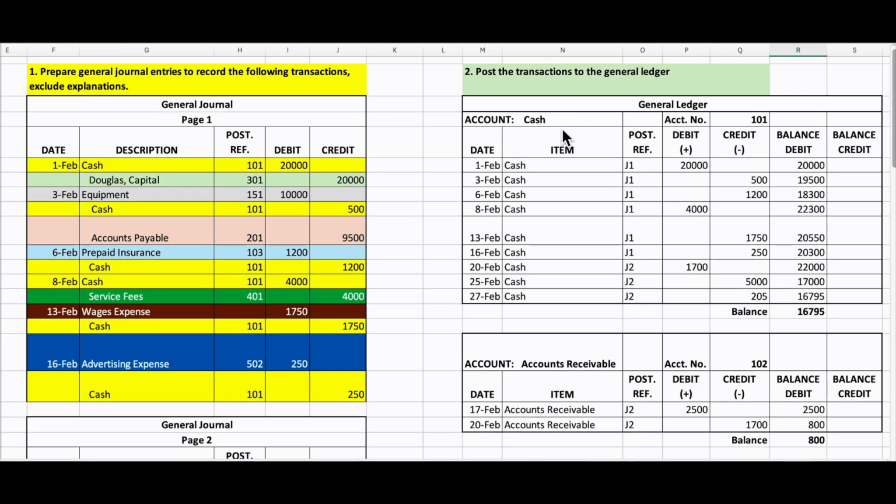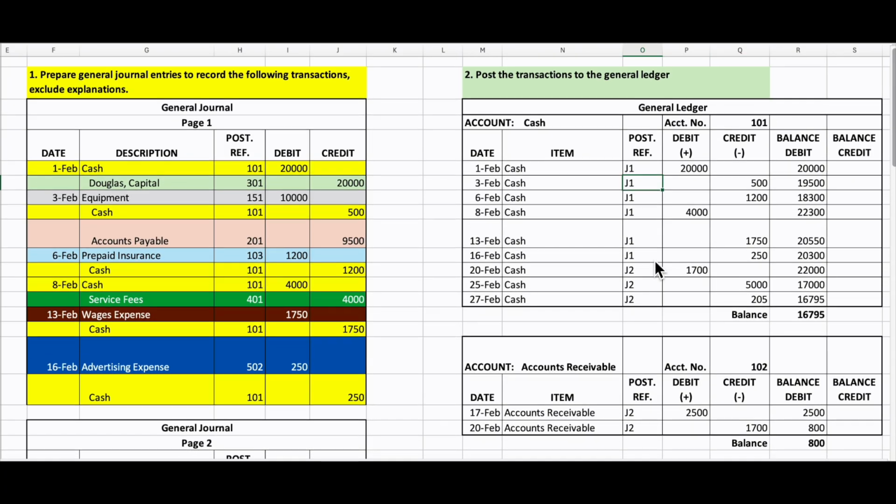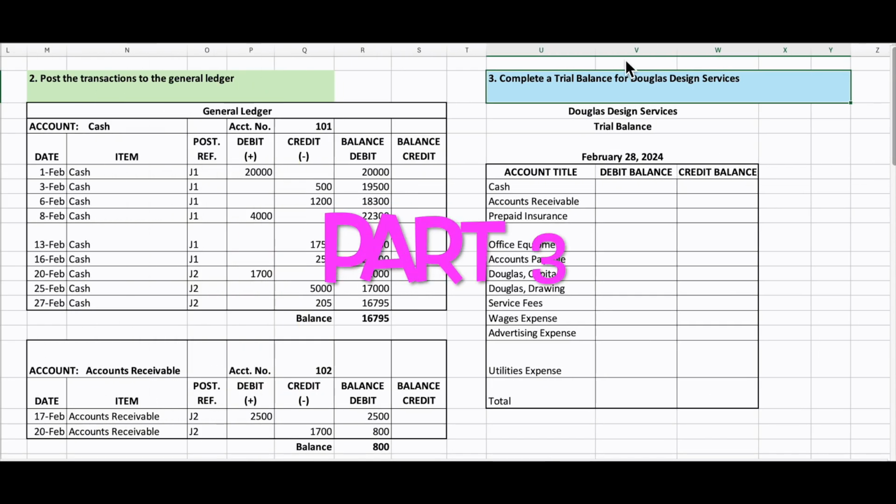So now what you do is you just double check, make sure this information that you see here is entered on this side, making sure all your post references on your general ledger will be for your journal pages, and then you'll be ready to move on to the third part of the assignment. And for the third part of the assignment, we're going to do a trial balance.